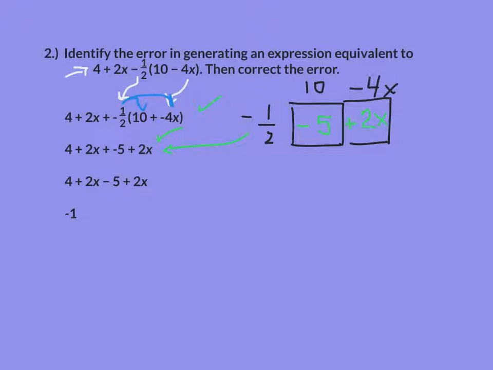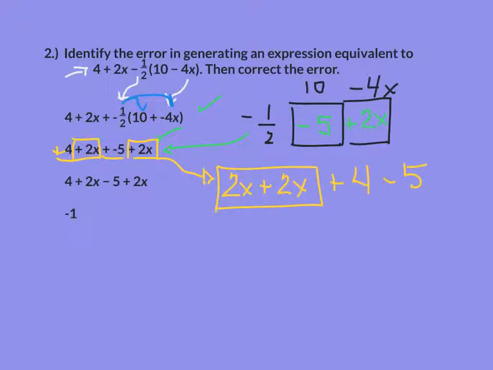Now the next thing we would have to do is rearrange, or rather regroup, so that our x's are together and our numbers are together. I would say my x's are the same, and underline the plain old numbers. So I would have 2x plus 2x together, plus 4. Remember, if we can't see anything in front of it, it is a plus or a positive. Plus 4 minus 5. So 2x plus 2x gives us 4x, and then plus 4 minus 5. 4 take away 5 gives us minus 1.